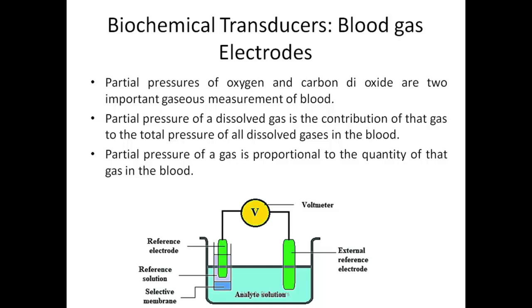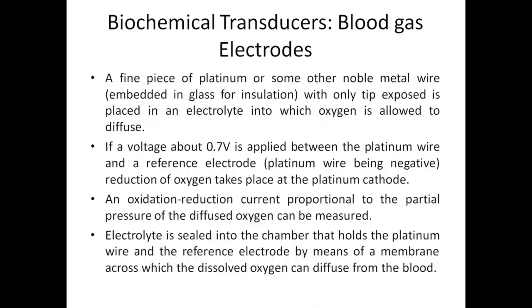So blood gas electrode actually means that we want to find out what is the partial pressure of one particular gas in blood, and that partial pressure will give us the concentration of that gas present in the blood solution. Okay, so partial pressure of oxygen, PO2, is often called oxygen tension. The popular term that we use for partial pressure of oxygen is oxygen tension.